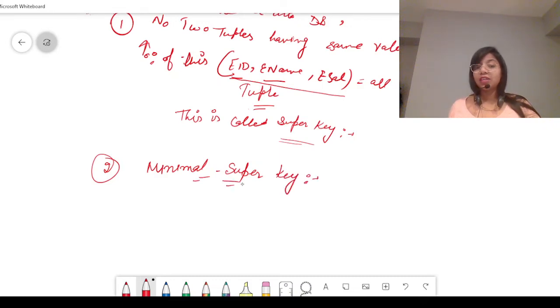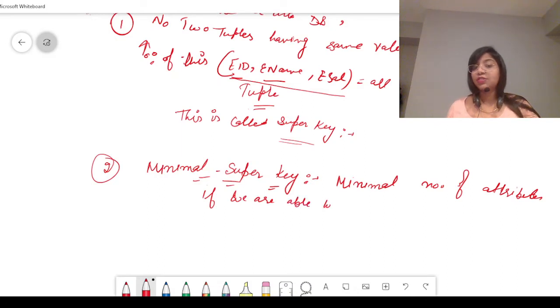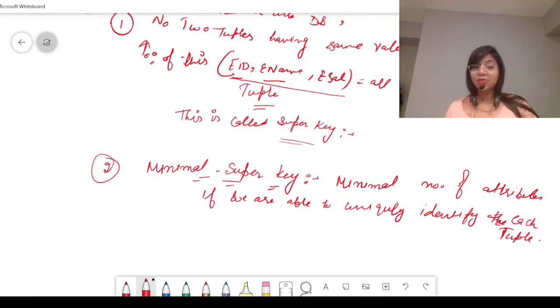Minimal super key is the key with the minimal number of attributes, by which we are able to uniquely identify each tuple. If we are able to uniquely identify each tuple, then it is called the minimal super key.